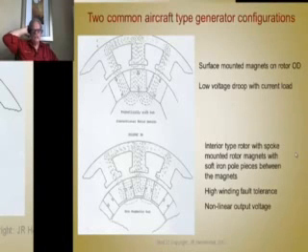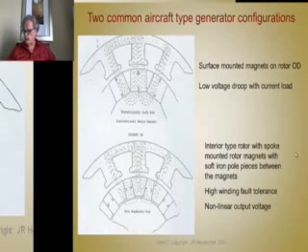Now this is a common configuration of an aircraft type generator. It's similar to the Fanuc machines, and many of these are even single phase. The aircraft exciters don't have to be three phase. They can be single phase. And there are two ways that you can arrange the magnets.